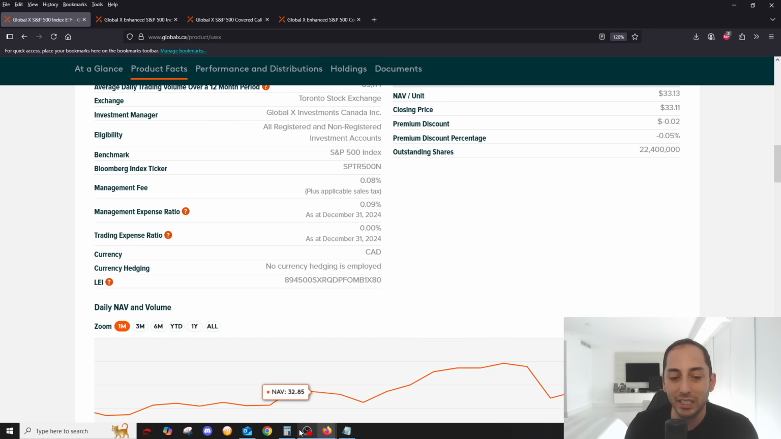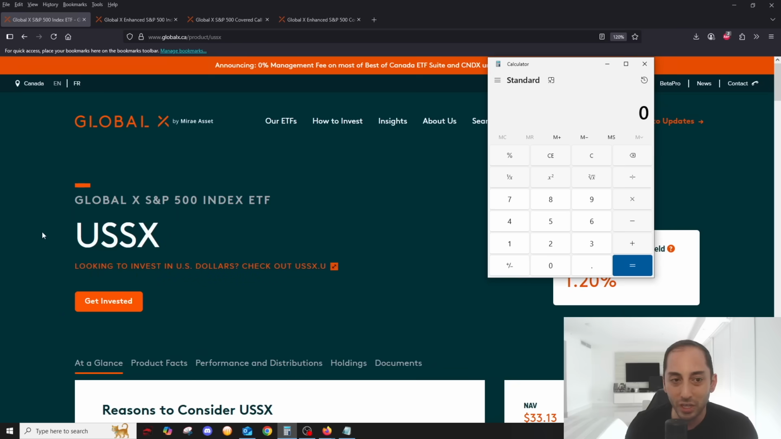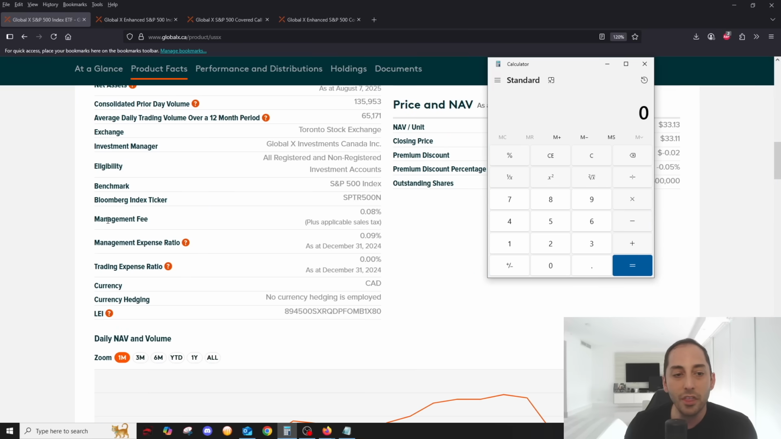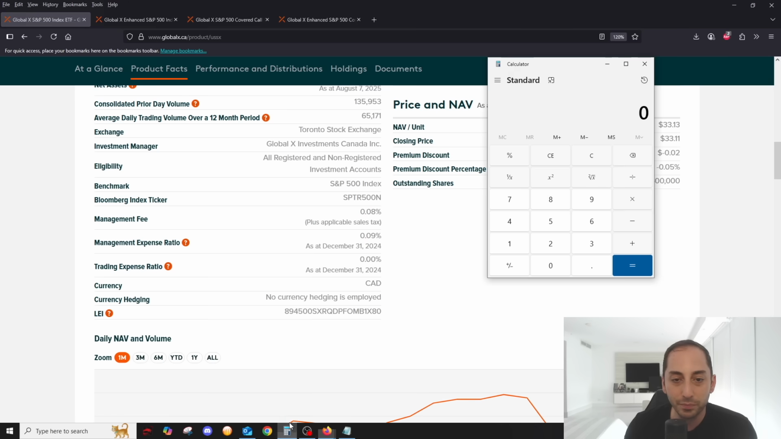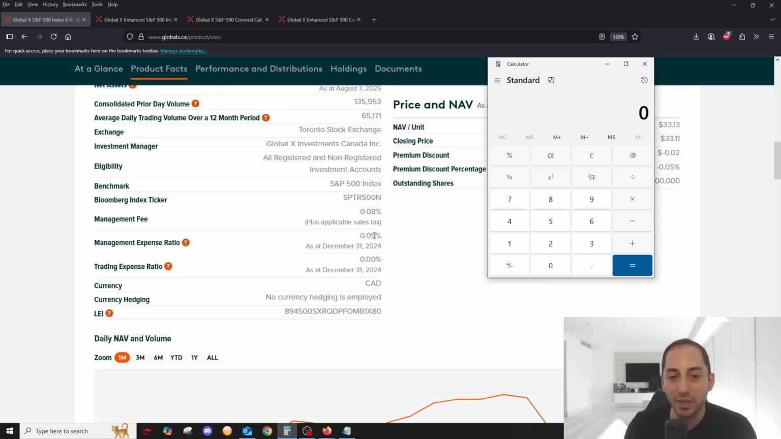How do you calculate exactly how much you are paying, for example, to own this ETF, the Global X S&P 500 Index ETF, stock symbol USSX, trading on the Canadian stock market? The management fee you see here is 0.08%. The management expense ratio is 0.09%, and then you have a trading expense ratio, which is 0 in this case. So what do these mean?